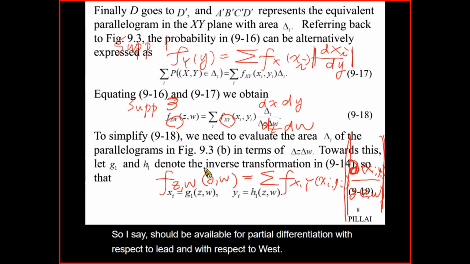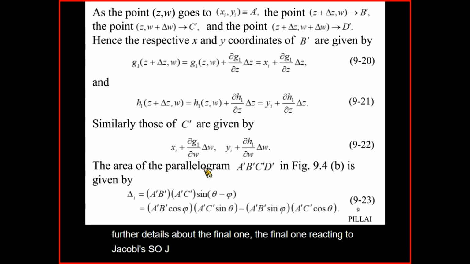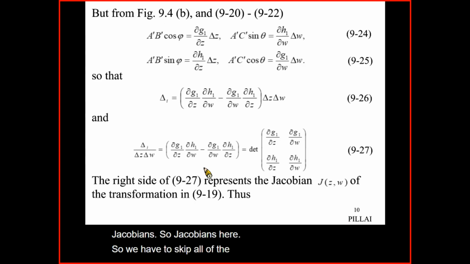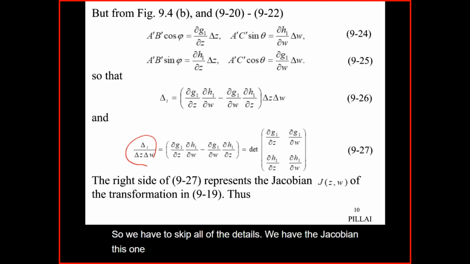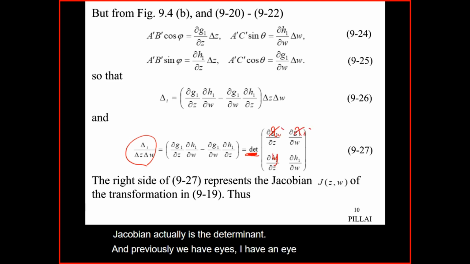I skip all the details, but I already have the formulas around. And the formula here, we need to have further details about the final one. The final one relating to Jacobians. So Jacobians here. We skip all of the details. We have the Jacobian, this one. The Jacobian actually is the determinant. And previously we have x. I have xi, xi, and yi. So this is a Jacobian.